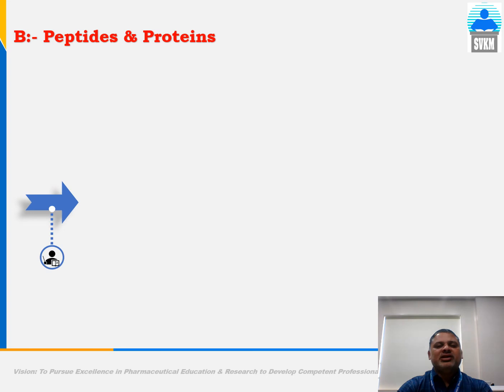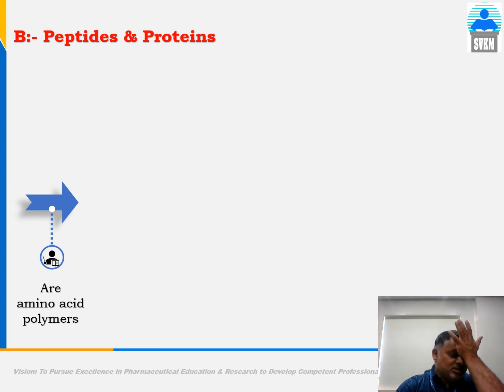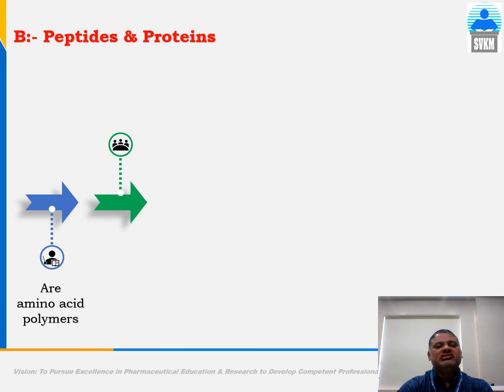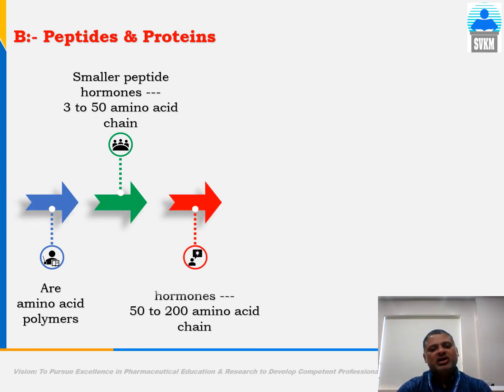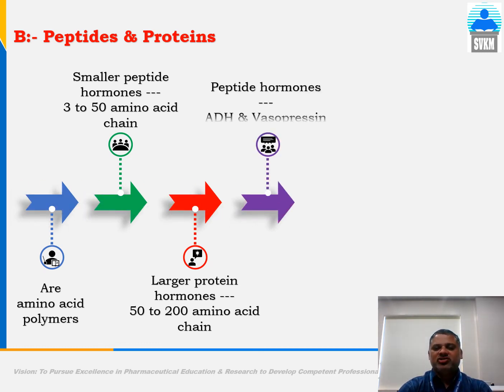Now the peptides and proteins. These are the second class of the water soluble hormones, the peptides and proteins. And these are amino acid polymers. Second, there are smaller peptide hormones, which contain 3 to 50 amino acids in the chain. Then there are the larger protein hormones, because they contain more than 50, up to 200, amino acid residues.